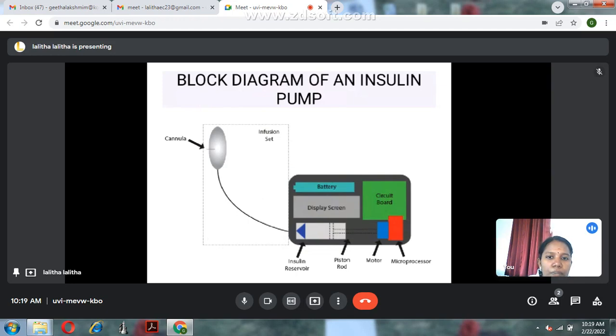So the insulin pump consists of a battery, display screen, circuit board, microprocessor, motor, piston rod, insulin reservoir, cannula and infusion set. The cannula can be used to fix the pump to the body. The display screen can be used to show the insulin level in our body. The piston rod can be used to push the insulin from the pump. So this is the block diagram of an insulin pump.